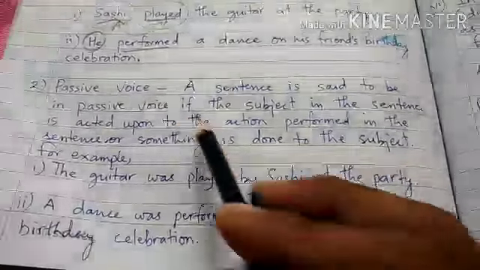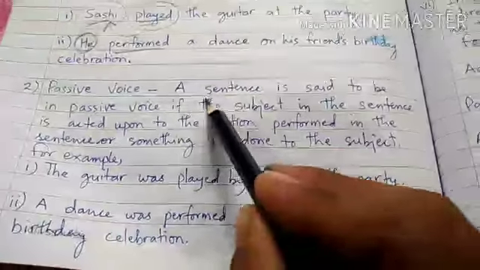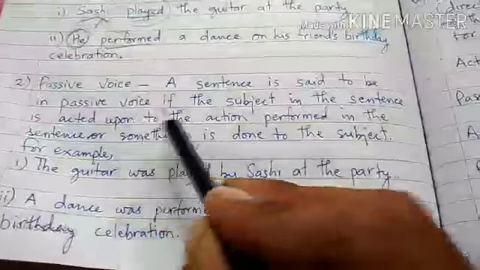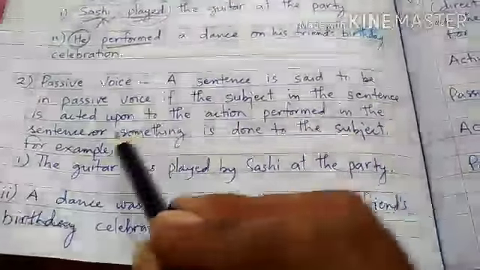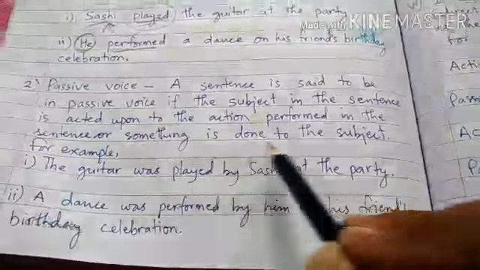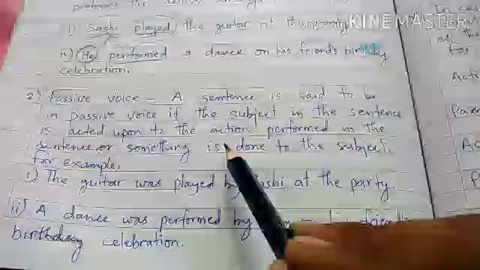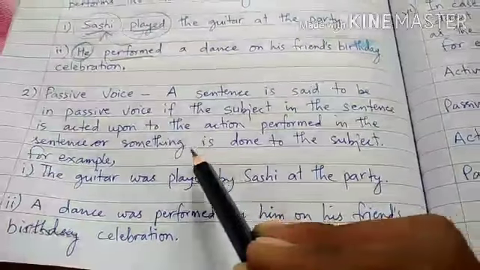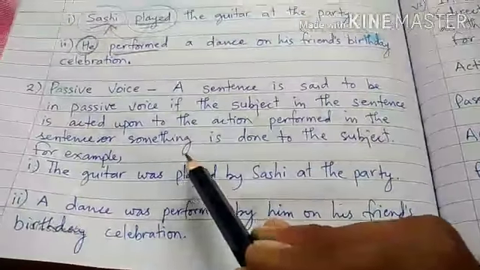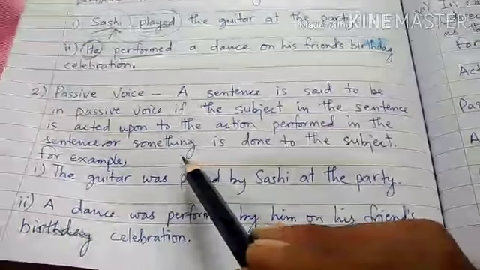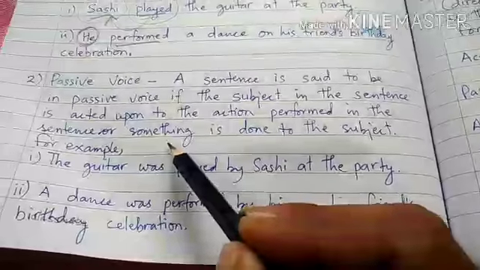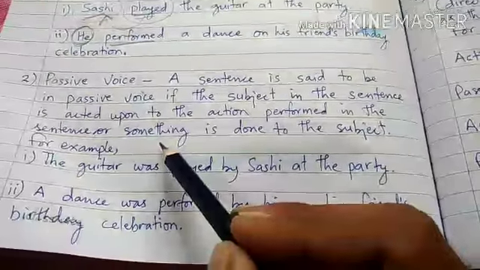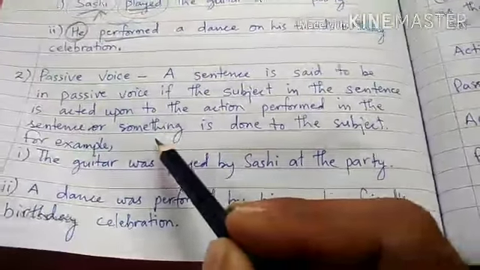Now let us see what is passive voice. A sentence is said to be in passive voice if the subject in the sentence is acted upon by the action performed in the sentence, or something is done to the subject, for example. So if after reading the sentences and the actions that are performed in sentences, we come to know that something is done to the subject, then the sentence is said to be in passive voice.